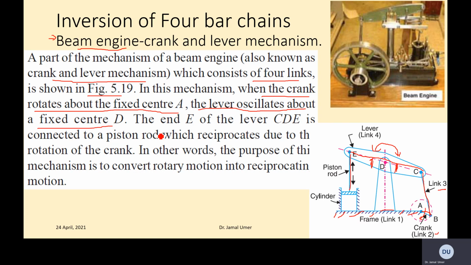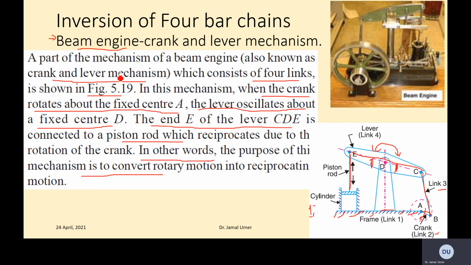So it's rocking basically. The end E of the lever CDE is connected to a piston rod, which reciprocates due to the rotation of the crank. In other words, the purpose of this mechanism is to convert rotary motion into reciprocating motion. The ultimate goal is to have rotary motion here, which we get, for example, by connecting with a motor, and then a reciprocating motion over here. And all this is done using a 4-bar linkage.